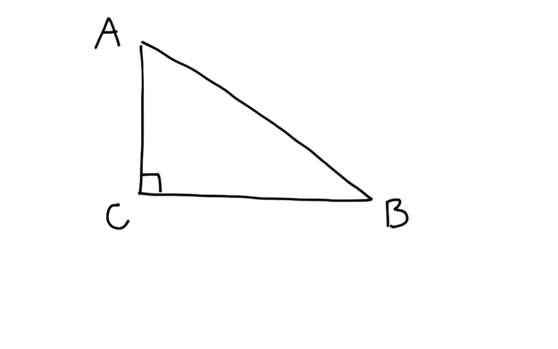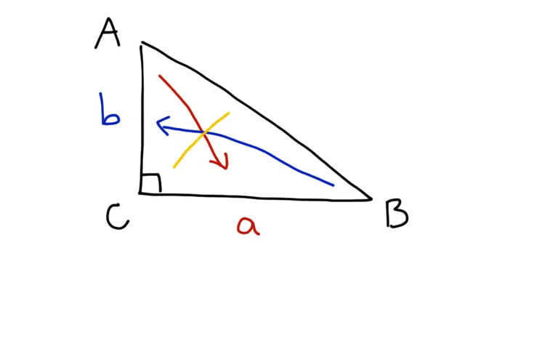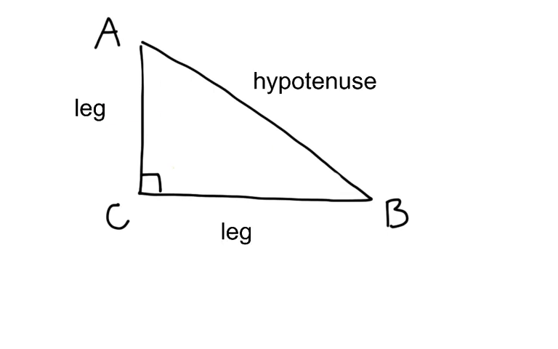The side that is opposite from angle A is side A. Notice we use a lowercase letter to name the side. The side that is opposite from angle B is side B. And then finally, the side that is opposite angle C is side C. So that's how we're going to name the pieces of our triangle.